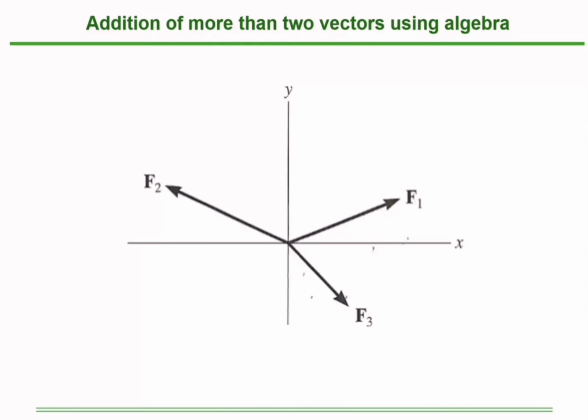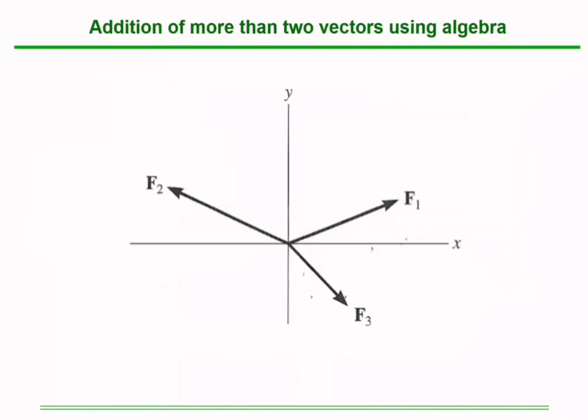Addition of more than two vectors using algebra now. Okay, so we had two vectors. We were playing with two vectors, combining them, and getting the resultant out. The easiest way was to draw the resultant, which makes a triangle. Once you got the triangle, you got your sine and cosine law. So adding two vectors is relatively easy.